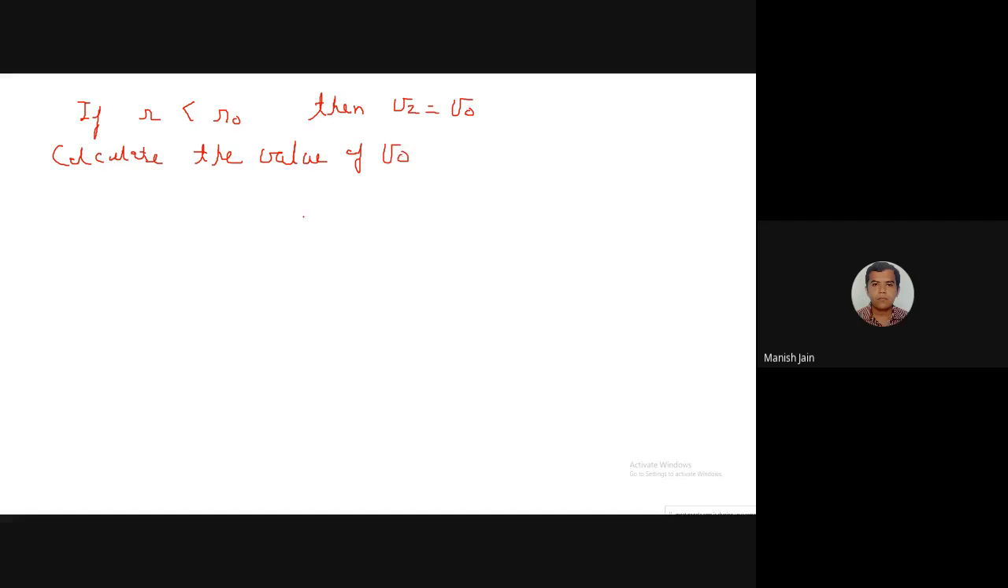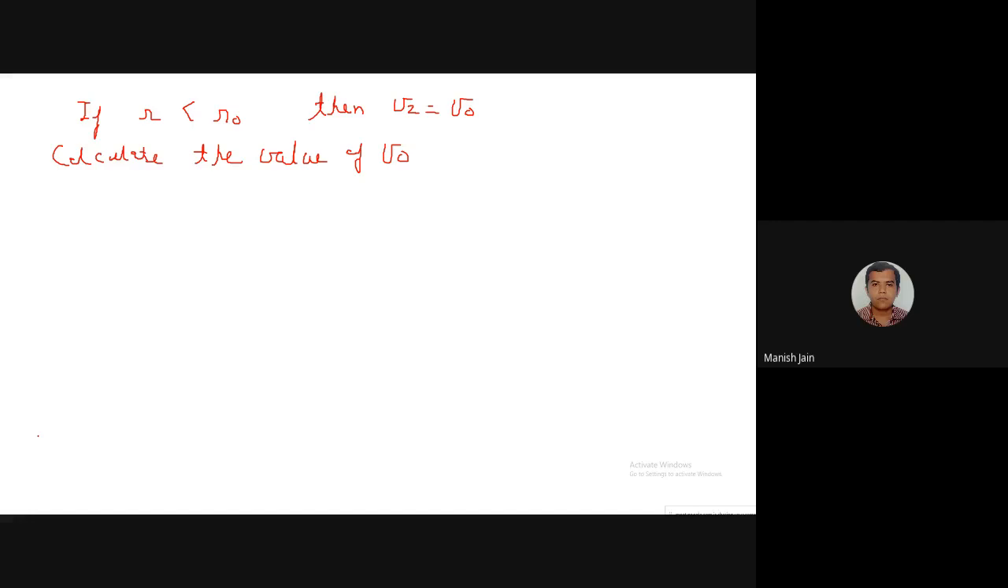Okay, so for calculating the value of V naught, first we can say at R equal to R naught, we are taking a basic consideration. What is the consideration? At R equal to R naught, the velocity should be systematic, and velocity profiles are generally regular profiles. They cannot be discontinuous. And at a given point, there should be only one velocity. It is not possible that at a given point there are two different velocities.